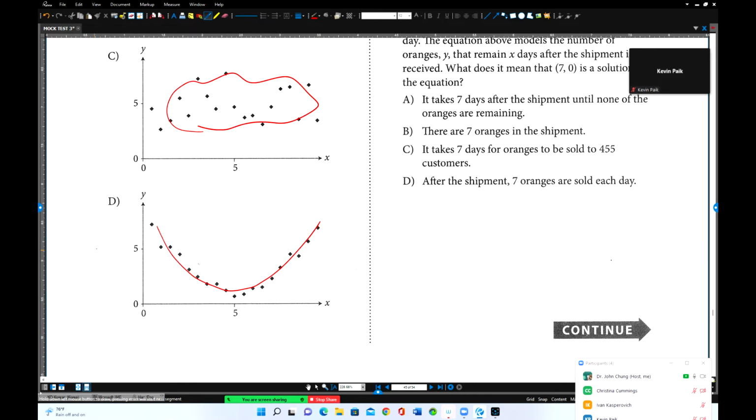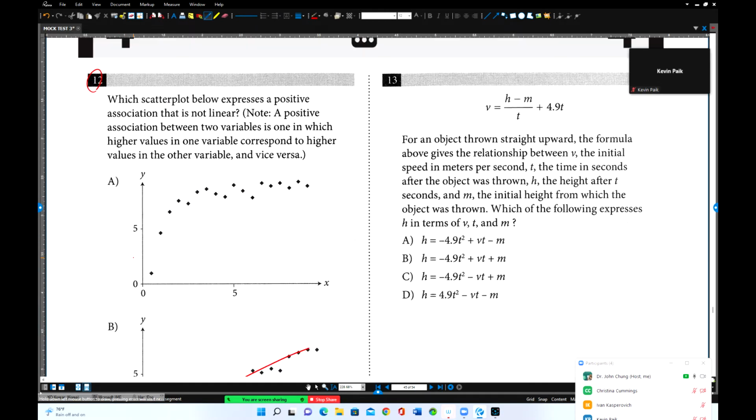Okay, this looks like a quadratic. So this one is positive only. It increases, positive but not linear, right? Not linear. Positive means it should be increasing. Data should be increasing. All right, choice A is the answer.